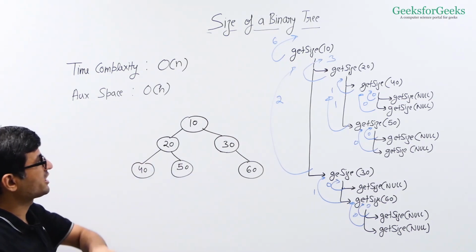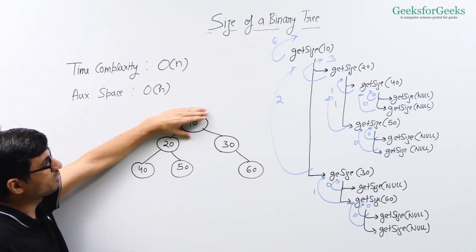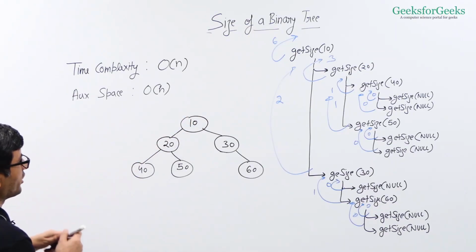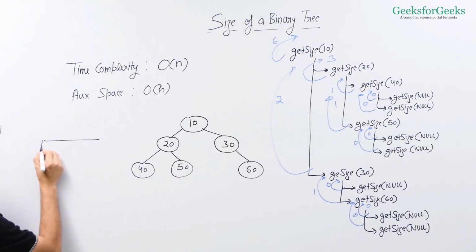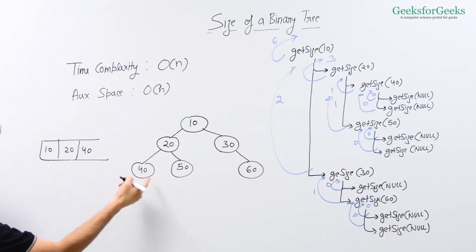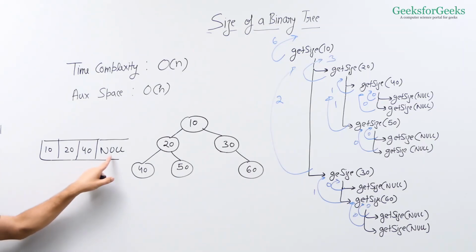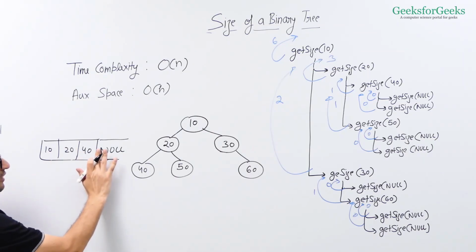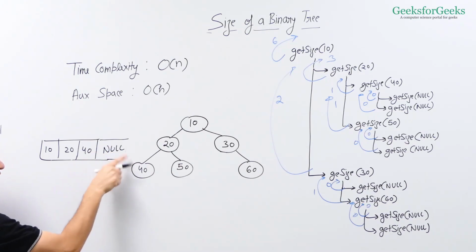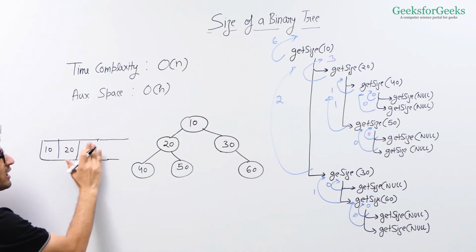If you see the recursion call stack, first a function call for the root will go into the recursion call stack, then this will go, then this will go. So your recursion call stack will have function calls for 10, then 20, then 40. Then it will have one for null. And once this null call returns, the control will go back to 40 and it will call for the right child, which is again null. So once this null is also done, control will go back to 40. 40 will compute its value and give the control back to the parent.